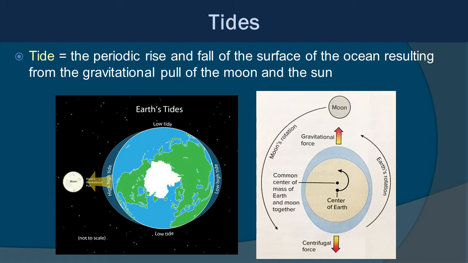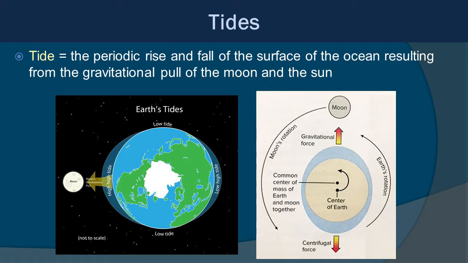Another thing to note is that the moon isn't exactly revolving directly around the Earth. What's going on is that the Earth and the moon together have a common center of mass, and they are both revolving around that point. Now that point happens to be inside the Earth. It's just offset from center. And so that's why it appears like the moon is revolving around the Earth.